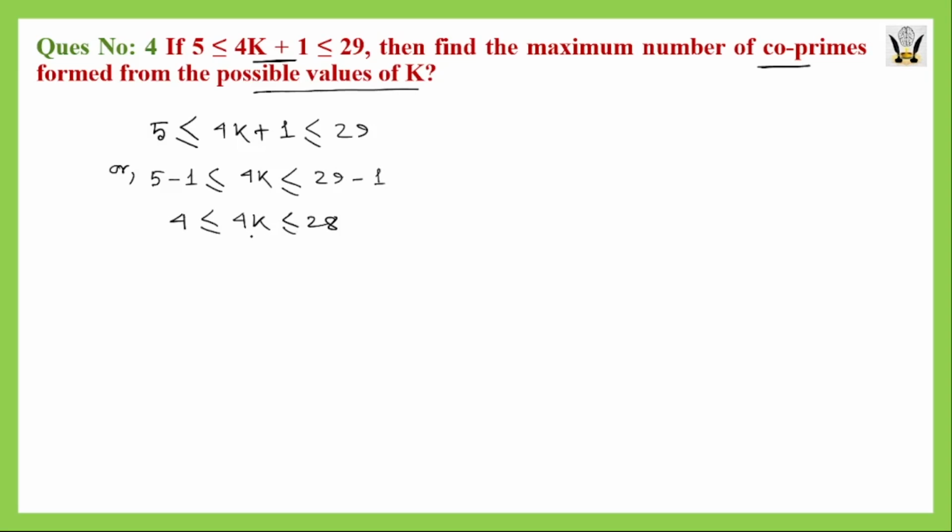And then 4k, if we want to convert that to k, and finally want to have k in that form, then we have to divide by 4. So if we divide all these values by 4, then it will be 1, it will be k, and this will be 7. So what conclusion we can draw finally is k is greater than or equal to 1 and less than or equal to 7. So this is the limitation of k.